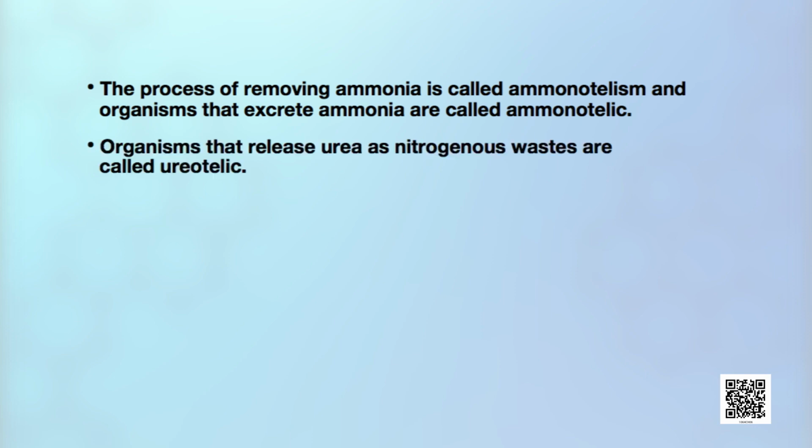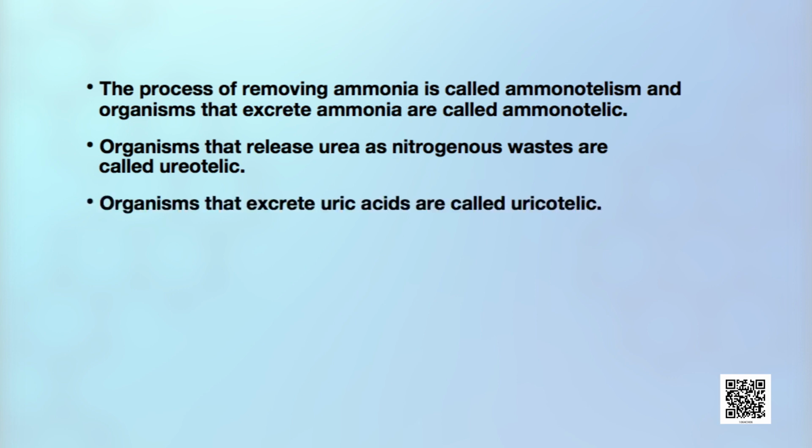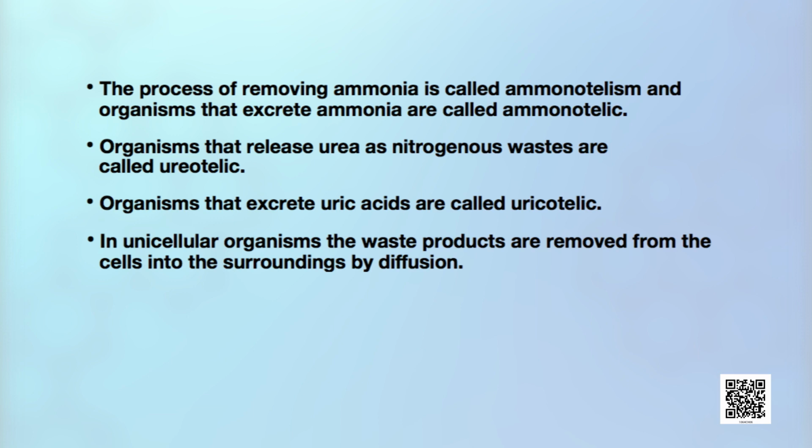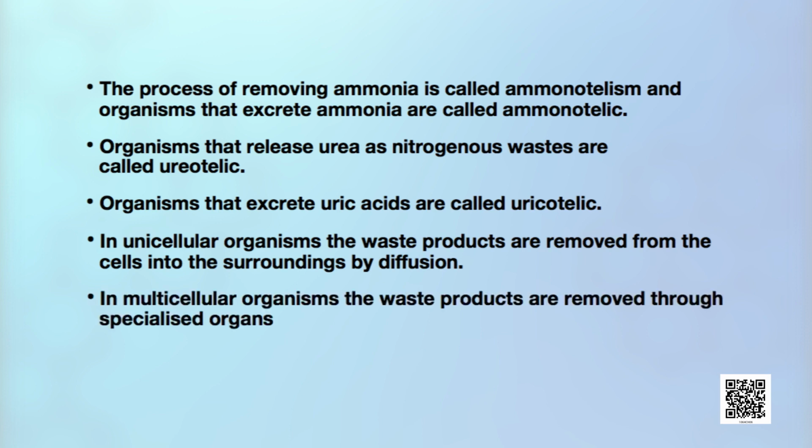The organisms that release urea as nitrogenous waste are called ureotelic, such as mammals and terrestrial amphibians. The organisms that excrete uric acid are called uricotelic. Examples include reptiles, birds and land snails. In unicellular organisms, the waste products are removed from the cells into the surroundings by diffusion. In multicellular organisms, the waste products are removed through specialized organs. The different parts involved in excretion constitute the excretory system.